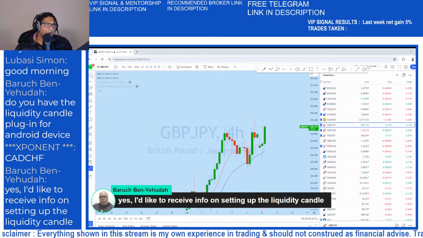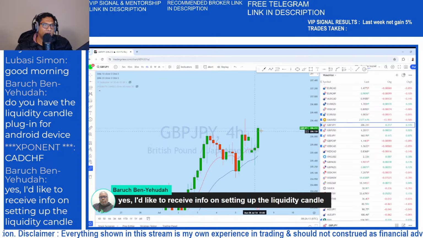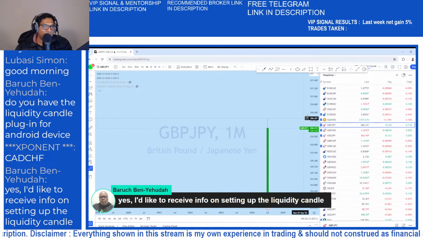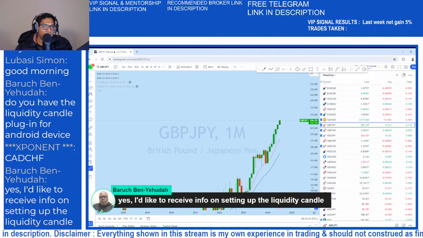Okay, so now let's look at the GBPJPY. All right, let's see what kind of opportunity we have on GJ, looking at the monthly chart to see the overall picture in the market.